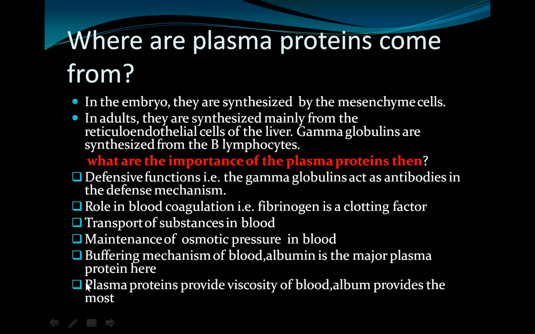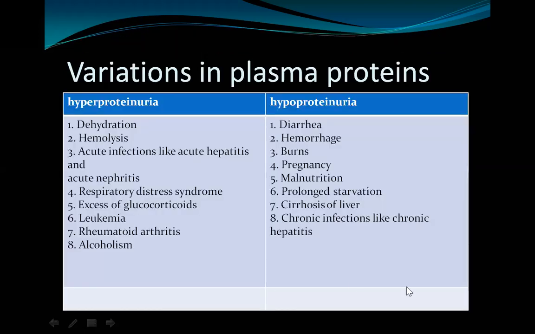Then we said they maintain the osmotic pressure in blood, mainly albumin. Then they have a buffering role in blood, and albumin is the major plasma protein involved in the buffering mechanism. Then they have a role in providing the viscosity of blood, and again albumin plays the major role.